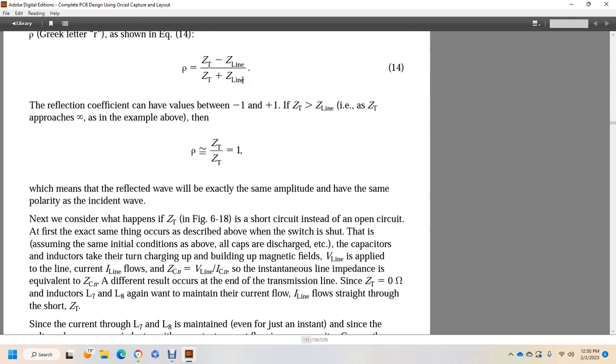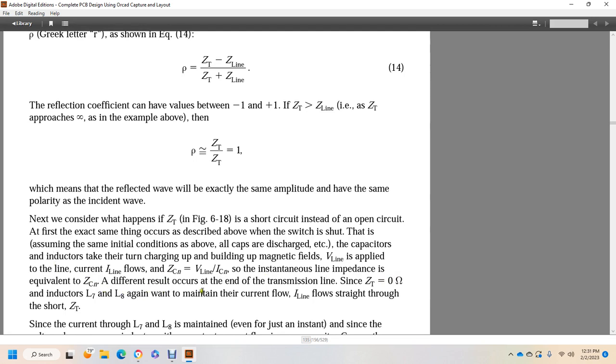All capacitors are discharged, and the inductors are charging up, building up magnetic fields. The voltage wave applied to the line flows with the current, with the voltage at each capacitor equal to the line voltage, and some instantaneous impedance, until the end of the transmission line. The termination impedance is equal to 0 ohms.